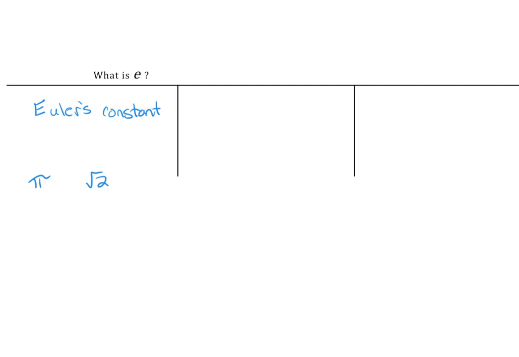So e is a number, and e is about 2.71828, but it goes on forever, with no repeating pattern. That's the definition of an irrational number. It cannot be written as a single fraction.